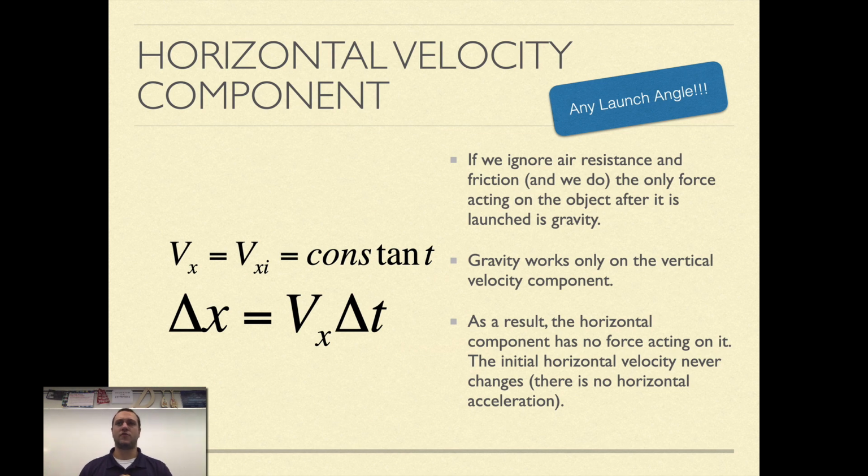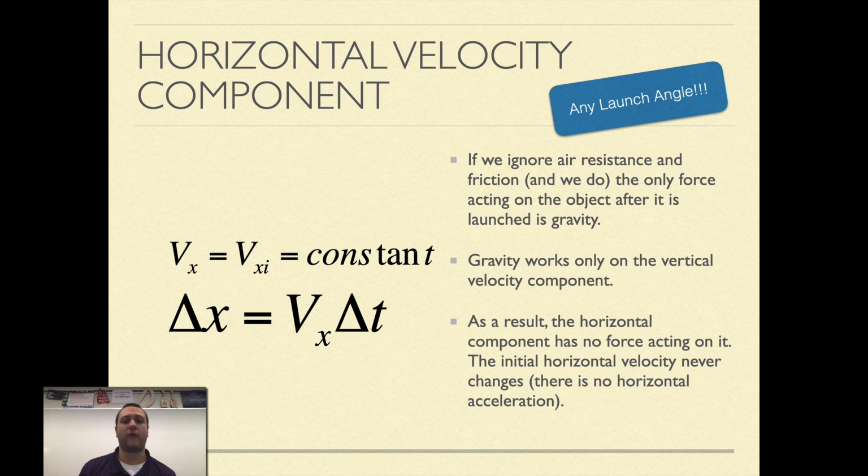So if you launch a projectile horizontally at 10 meters per second, that means at any point in time, the horizontal velocity is 10 meters per second through the entire flight. Now, vertically, that velocity is going to change, but horizontally, it won't. Because of that, with no force acting on it, we have no acceleration, which is why we don't see a as one of our variables here. So the initial horizontal velocity will not change.